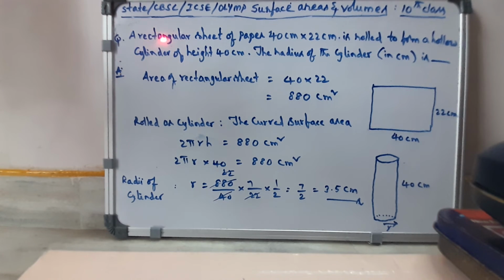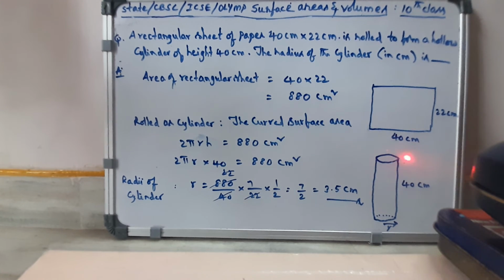Here what is given? The rectangular sheet. Length is given as 40 centimeter. Width is given as 22 centimeter. Right? So here the area of the rectangular sheet is 22 into 40, 880 centimeter square. So this rectangular sheet is folded as a cylinder. That means this sheet is formed as the curved surface of the cylinder. Okay, this hollow cylinder is rolled as a cylinder.